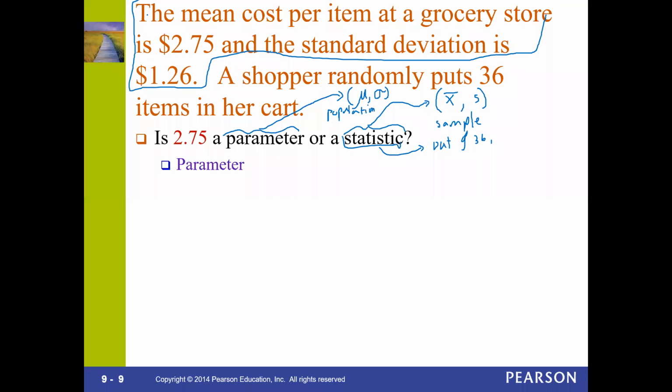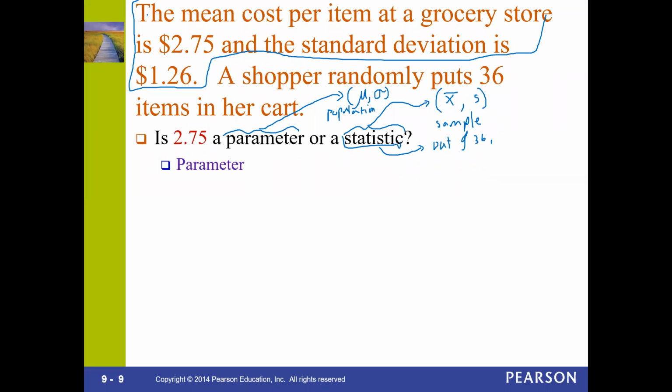If I did say I select 36 items, and out of the 36 I calculated the average myself, then that would be a statistic. A parameter is given to you. Statistics, you've calculated them; parameters are given to you. That's something you cannot find. You don't even know how to get it. I didn't know how to get the $2.75. I have no clue. They just say it.